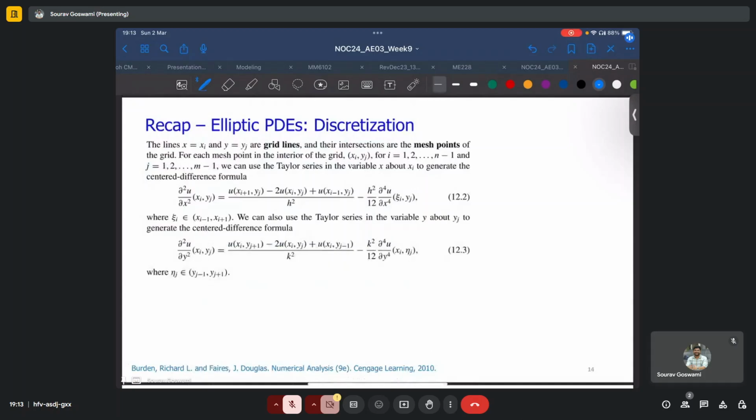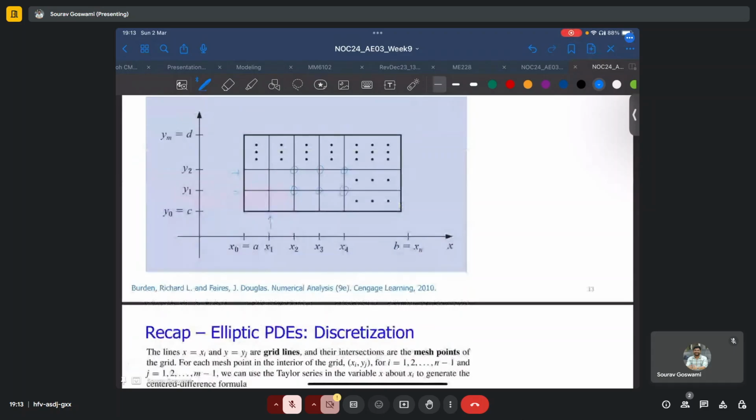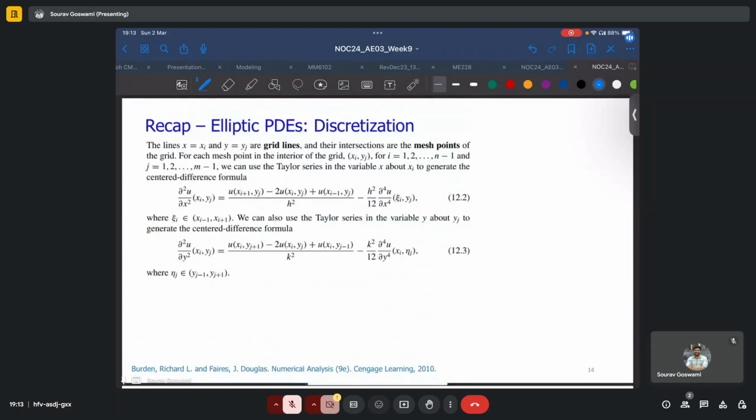The lines x equals xi and y equals yj, that is the horizontal and vertical lines shown here, are called grid lines, and their intersections are the mesh points of the grid. Now, we consider each such mesh point in the interior of the grid, because at the boundary we are only applying the boundary conditions, and also at the boundaries we may not have enough information to derive a generalized formulation. So whenever we're talking about these formulations, they're well within the domain and away from the boundaries.